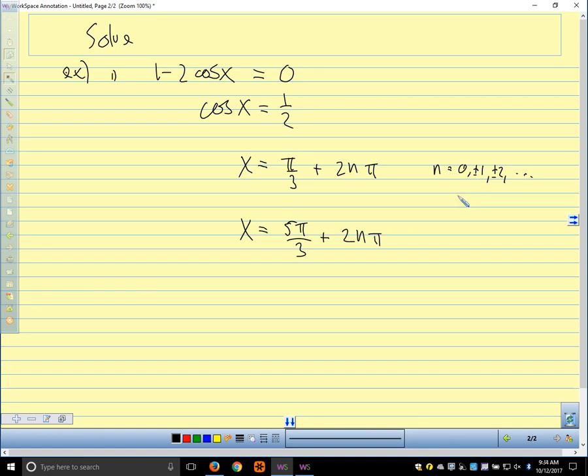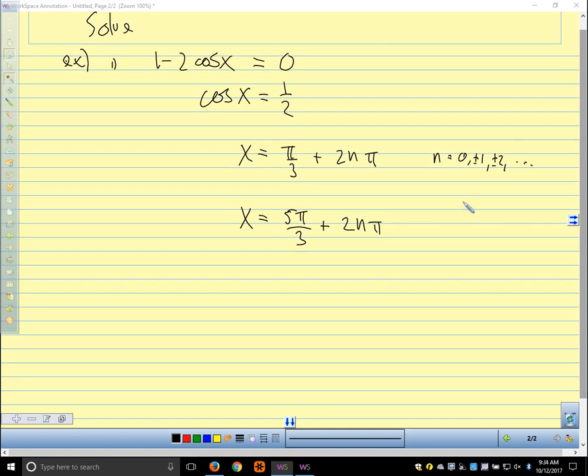All right, questions? Now, if the problem had asked us just to find the solutions between 0 and 2 pi, we could just say pi thirds and 5 pi thirds. But if it said find all the solutions, we want to add all these coterminal angles. All right, let's look at another one.